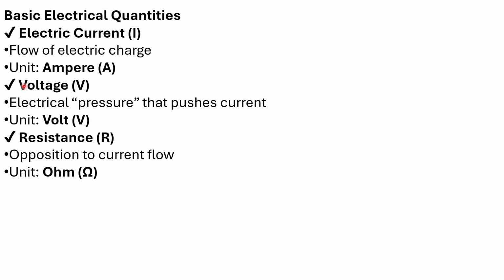Voltage, written as volts. It is electrical pressure that pushes current. Its unit is the volt. Third is resistance. Resistance or impedance opposes the current flow, and its unit is ohms, either in DC or in AC.